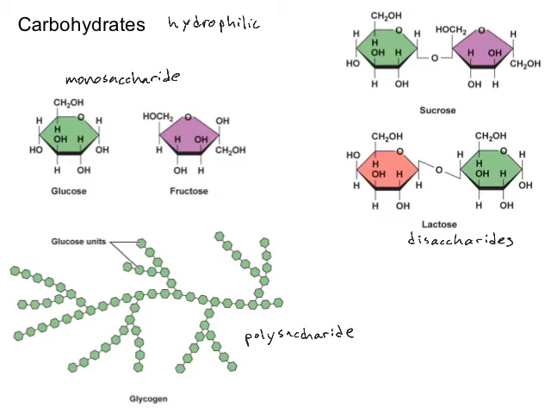So carbohydrates are primarily used in our bodies for energy. We break them down and we can use that energy to make ATP. Carbohydrates are also put onto lipids and proteins, especially in the membrane, and these are used to signal between cells. So it's how the cells recognize each other.